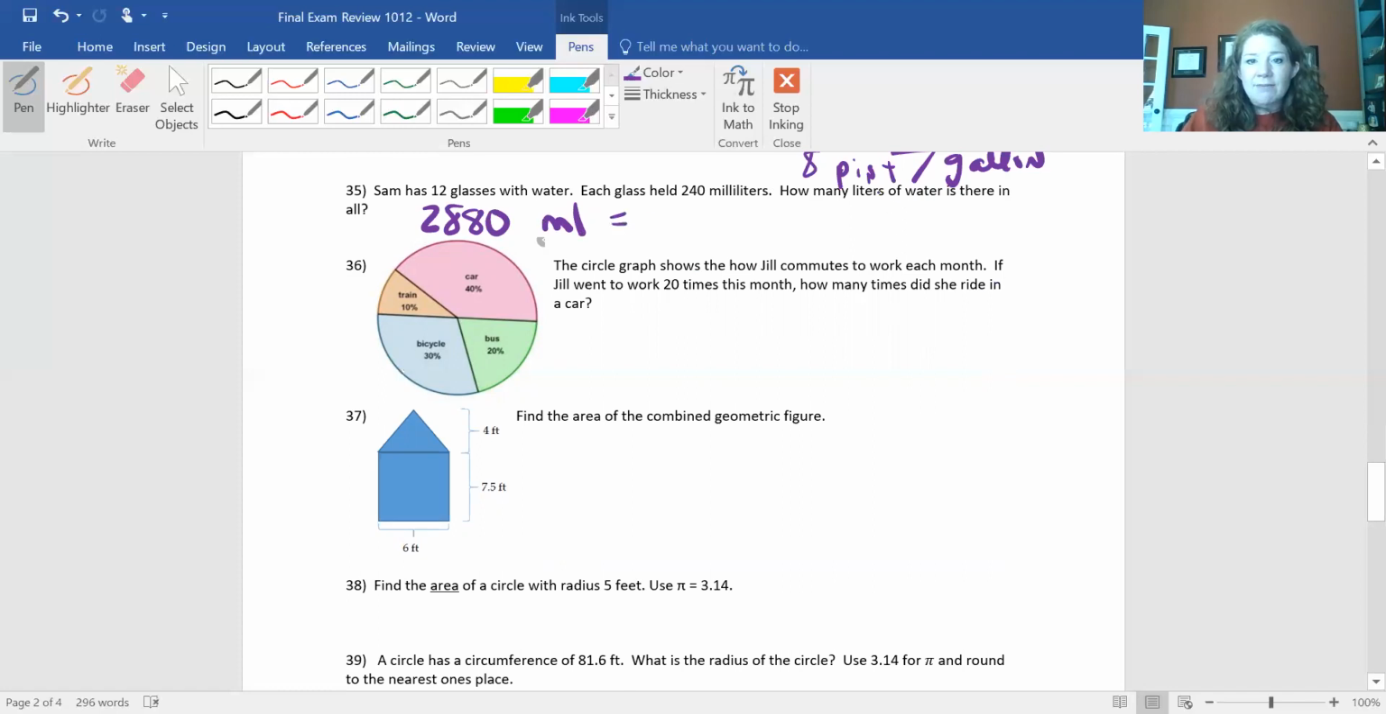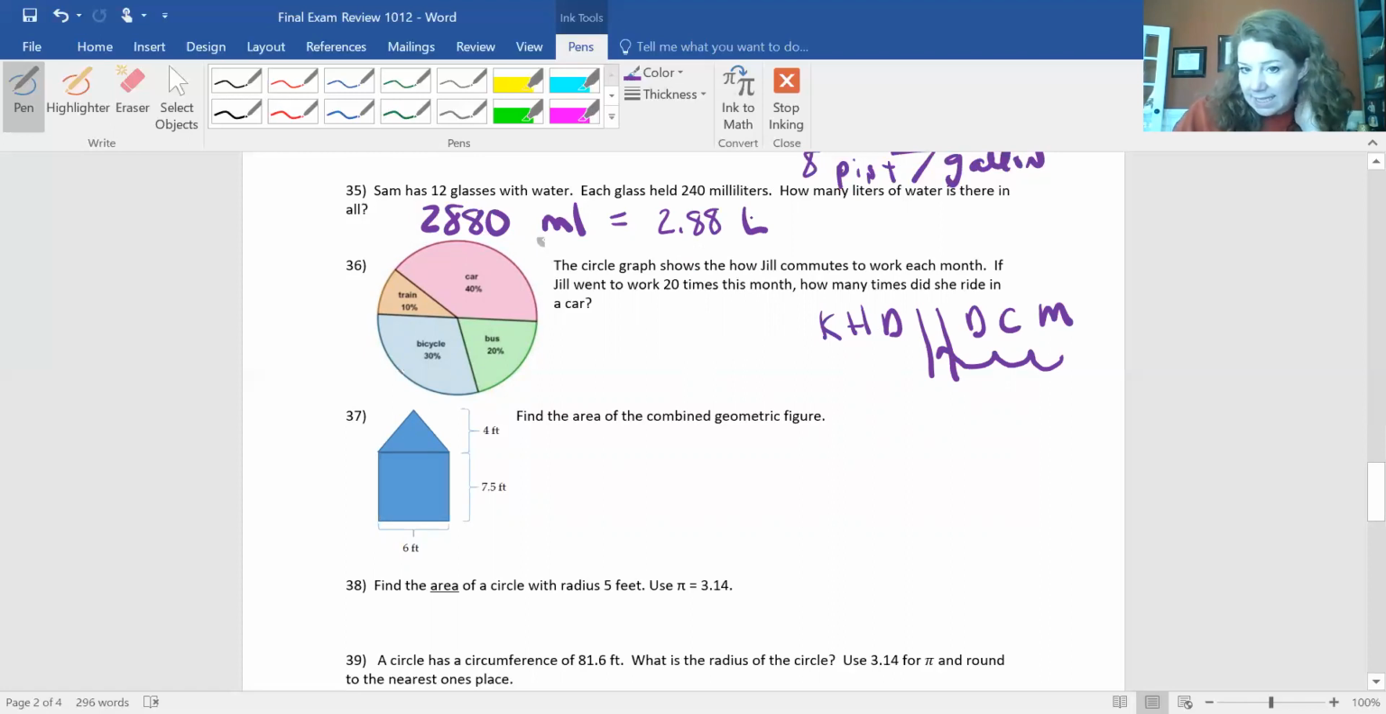And we need to go back from milliliters to liters. So King Henry died, units, drinking chocolate milk. So remember, milli is that really small one down here. So we're going from this column up, or back, I should say, to liters. 1, 2, 3. So we're moving our decimal 3 places to the left. So if we start here, we're going to go 1, 2, 3. So 2,880 milliliters is equal to 2.88 liters. So 35 is 2.88.